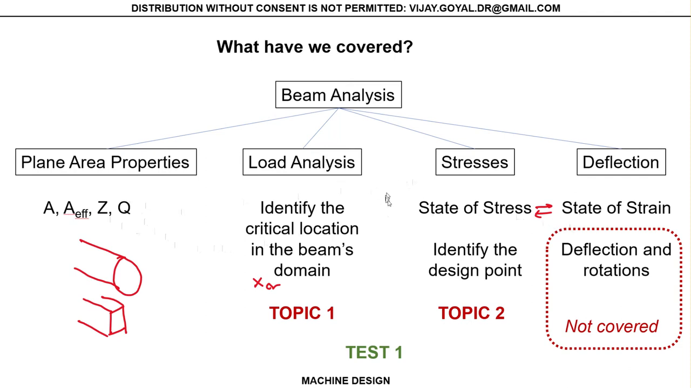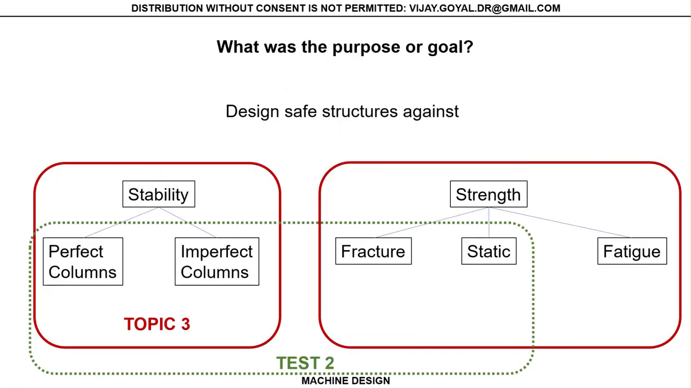Also, using these properties, I showed you that I could go from load analysis to my internal loads, to my internal stresses and internal strains. Now, from here, I can also calculate deflection and rotations, but I am not covering that in this part of the course. And these are all the topics that you have to know for your next test. So your test 1 is going to cover everything for your 2 homeworks and everything on this page. Let's go to the next slide.